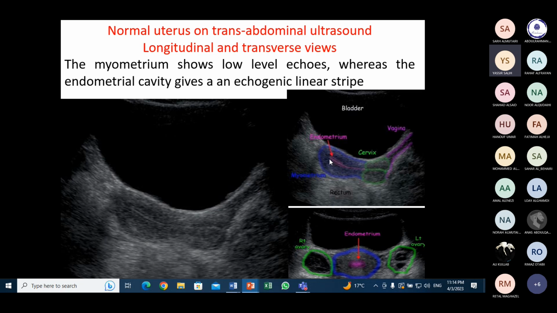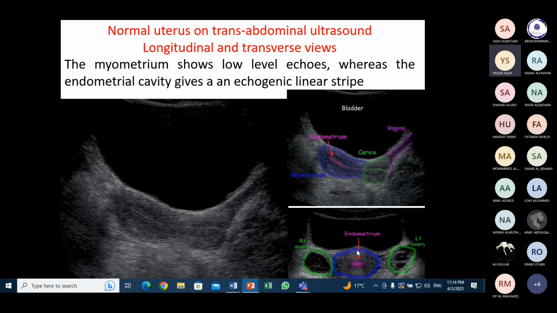Look at the endometrium, which is hyperechoic, totally bright in the center, and this is the myometrium, and this is also myometrium. This is the fundus, body, and uterine cervix, and this is the urinary bladder full of urine. This is the longitudinal scan.